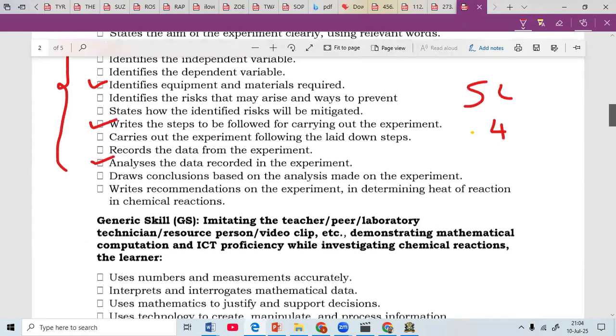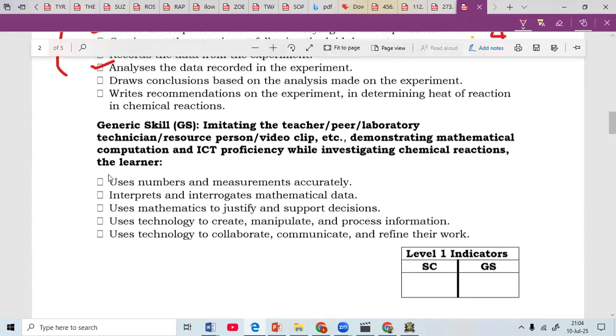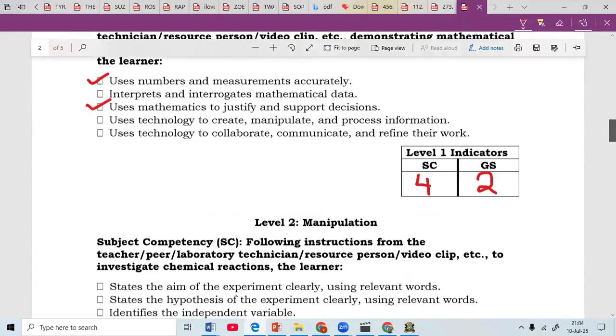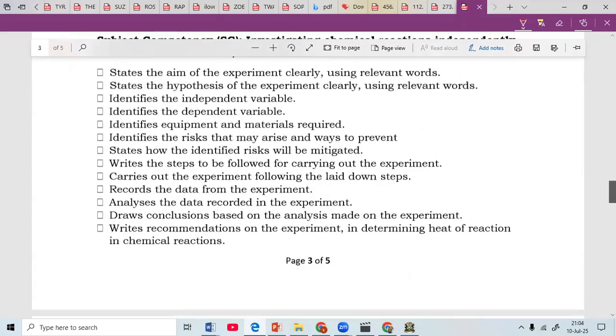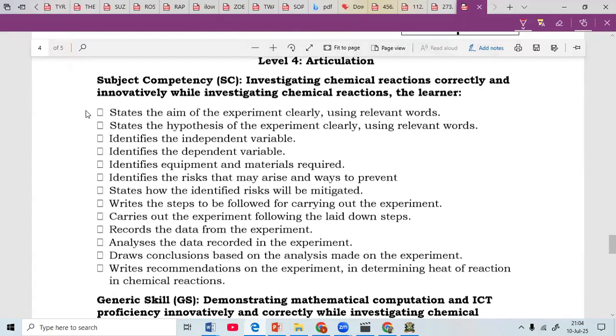Then you continue to the skills. Can the child use numbers? Yes. Can he use this? Yes. What about technology? The child is still struggling. Then you come here, you say subject competence is 4, and here it is 2. And then you go on like that as you move from one level to another. So you keep on marking, you keep on grading depending on what the child does. Then the time is going to come when things have become very easy for him, whereby even he's getting everything. So we expect you to do your scoring in that direction.